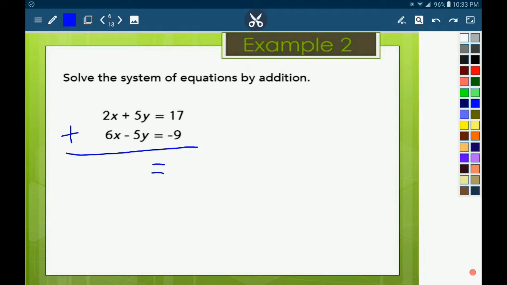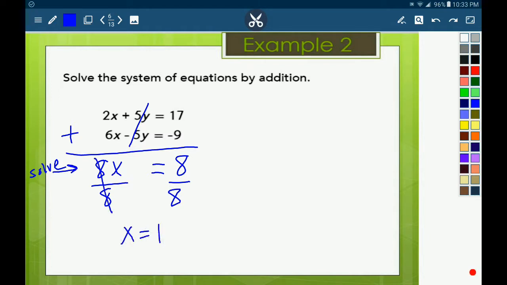So 2x plus 6x, that's 8x. Now, since 5y and negative 5y, when you add them together, become 0, they actually go away. We don't have to write 8x plus 0. So we can cross off the additive inverses. Then we just do 17 plus negative 9, which gives us 8. And now we have a new equation that we can solve. The one thing I have to do here to solve for x is just to divide by 8. So I get x is equal to 1.